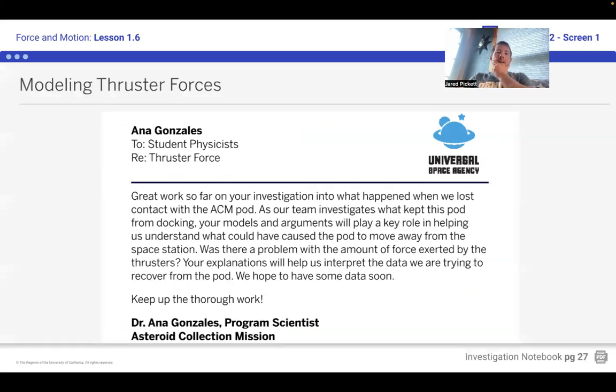All right. So taking a look at the little letter, right? Great work so far on your investigation into what happened when we lost contact with the ACM pod. As our team investigates what kept this pod from docking, your models and arguments will play a key role in helping us understand what could have caused the pod to move away from the space station. Was there a problem with the amount of force exerted by the thrusters? Your explanations will help us interpret the data we are trying to recover from the pod. We hope to have some data soon. Keep up the thorough work.